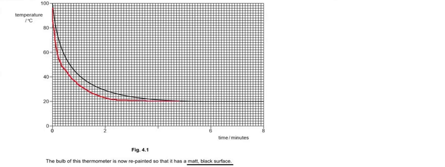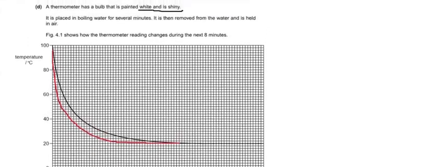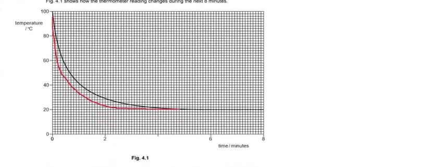So this kind of graph we can plot for the matte black surface of the bulb, because it will absorb more heat. So the water will lose more heat, or rapidly it will lose the heat. So the fall in the temperature will be rapid, and that we can show in this temperature-time graph.